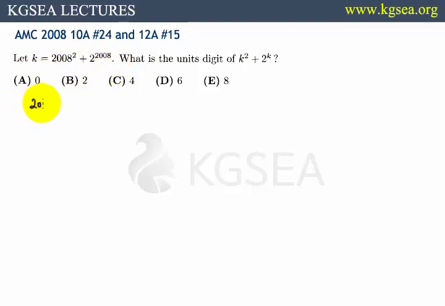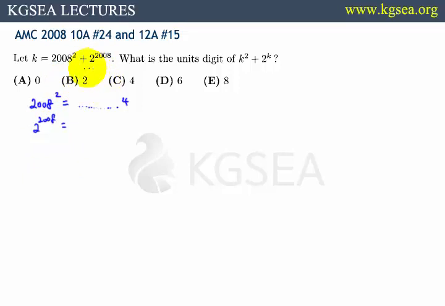Let's see, 2008 to the second power. Okay, you could do it, but we are wondering about the unit digit. So last digit is 4 because 8 times 8 is 64, so ends in 4. So let's leave it at that. And then what about this? 2 to the 2008. Whoa, how do we do this?